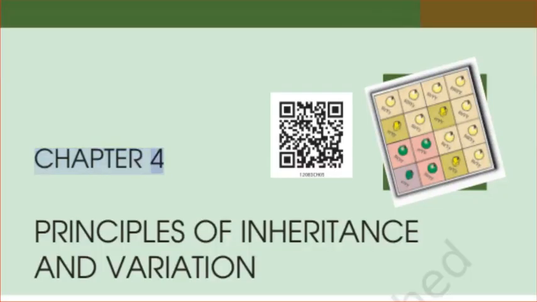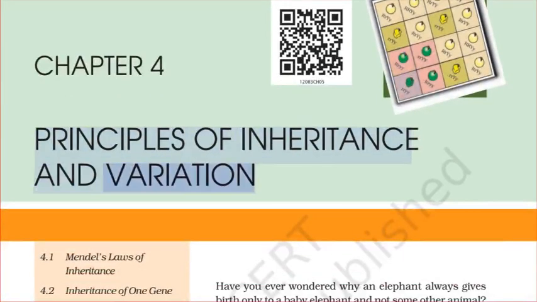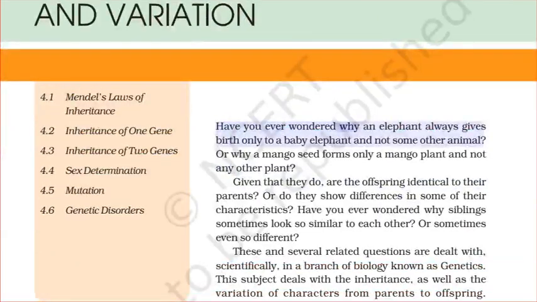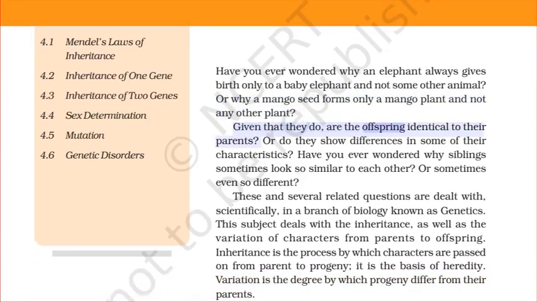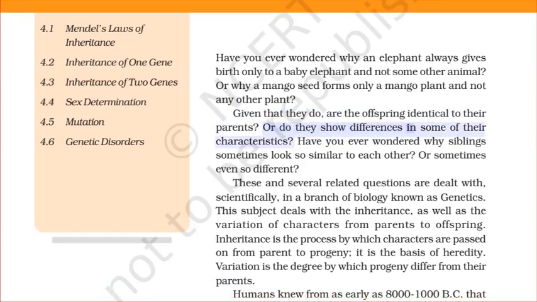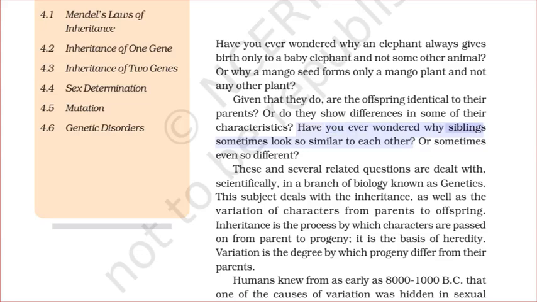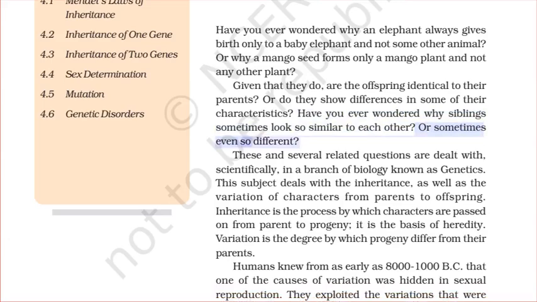Chapter 4. Principles of Inheritance and Variation. Have you ever wondered why an elephant always gives birth only to a baby elephant and not some other animal? Or why a mango seed forms only a mango plant and not any other plant? Given that they do, are the offspring identical to their parents? Or do they show differences in some of their characteristics? Have you ever wondered why siblings sometimes look so similar to each other, or sometimes even so different?